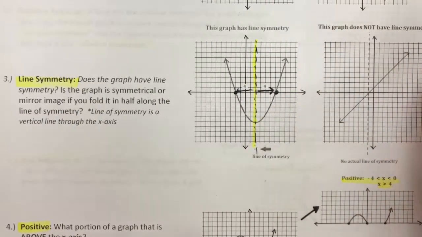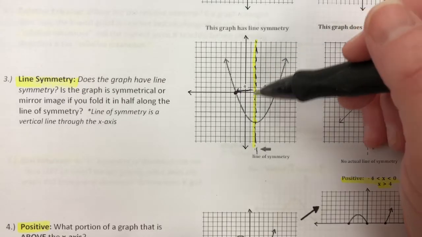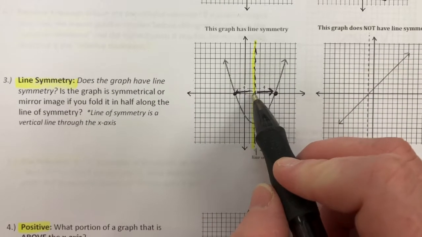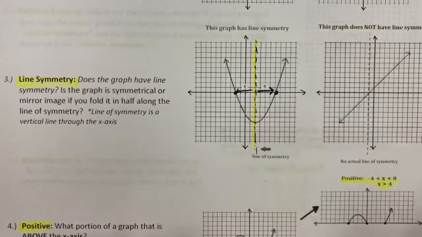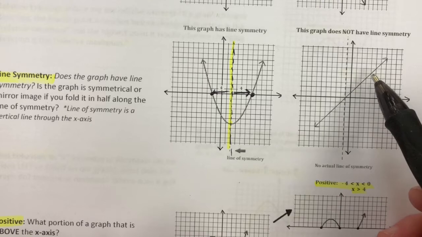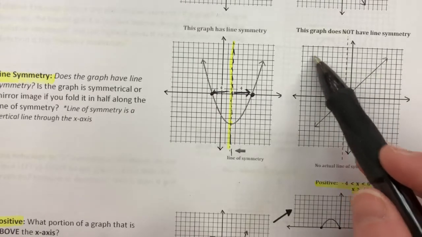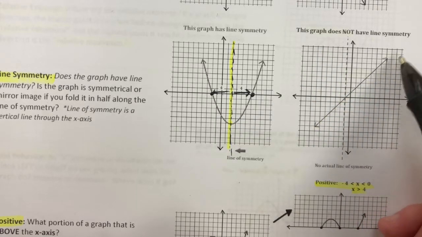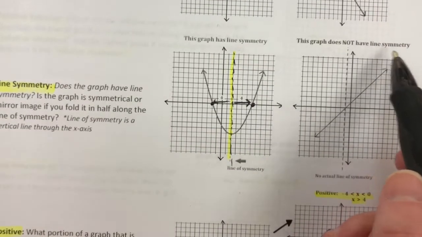So in general, does the graph have line symmetry? Can you fold it in half? Where can you fold it in half? This line, which is the line of symmetry, and it looks like it's at about x equals 2. So the line of symmetry goes through x equals 2, all right? What about this graph? It's a straight line. Can I fold it in half? No. If I folded this in half anywhere, the top part would end up going this way, right? And it wouldn't meet up. It doesn't work. So whenever you have a straight line like this, it does not have line symmetry. This graph does not have line symmetry.